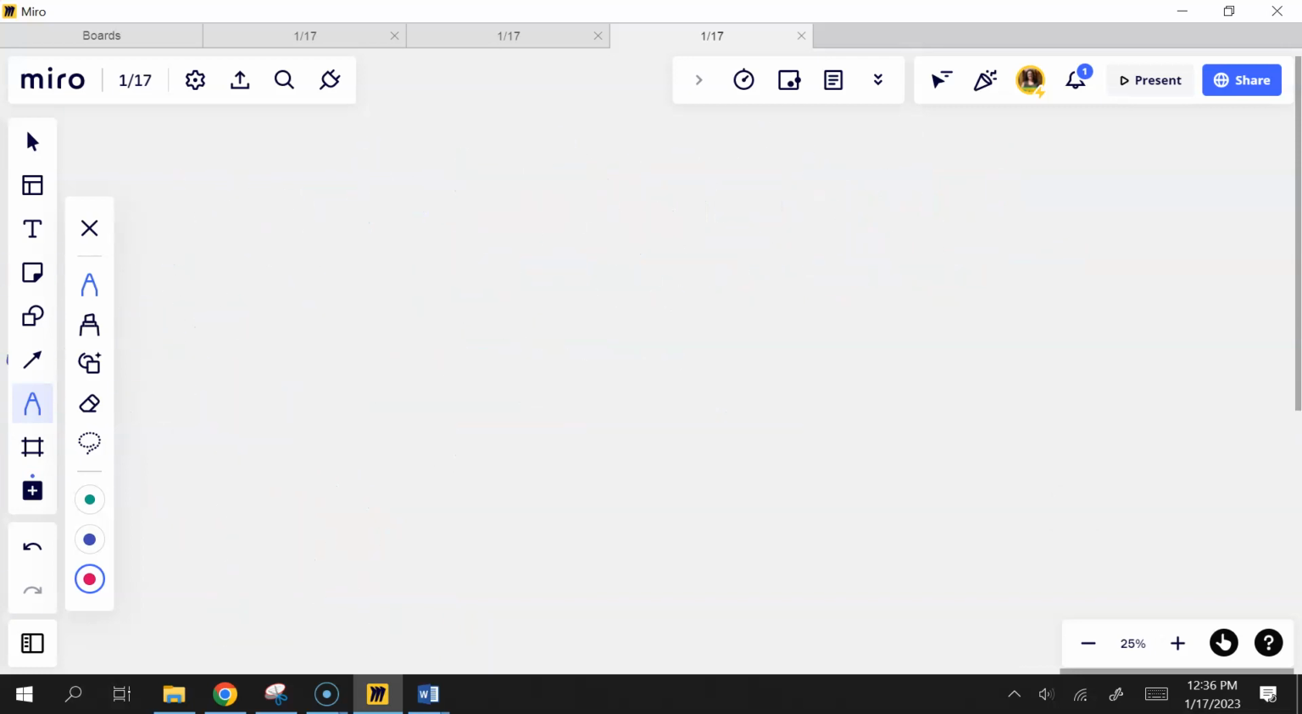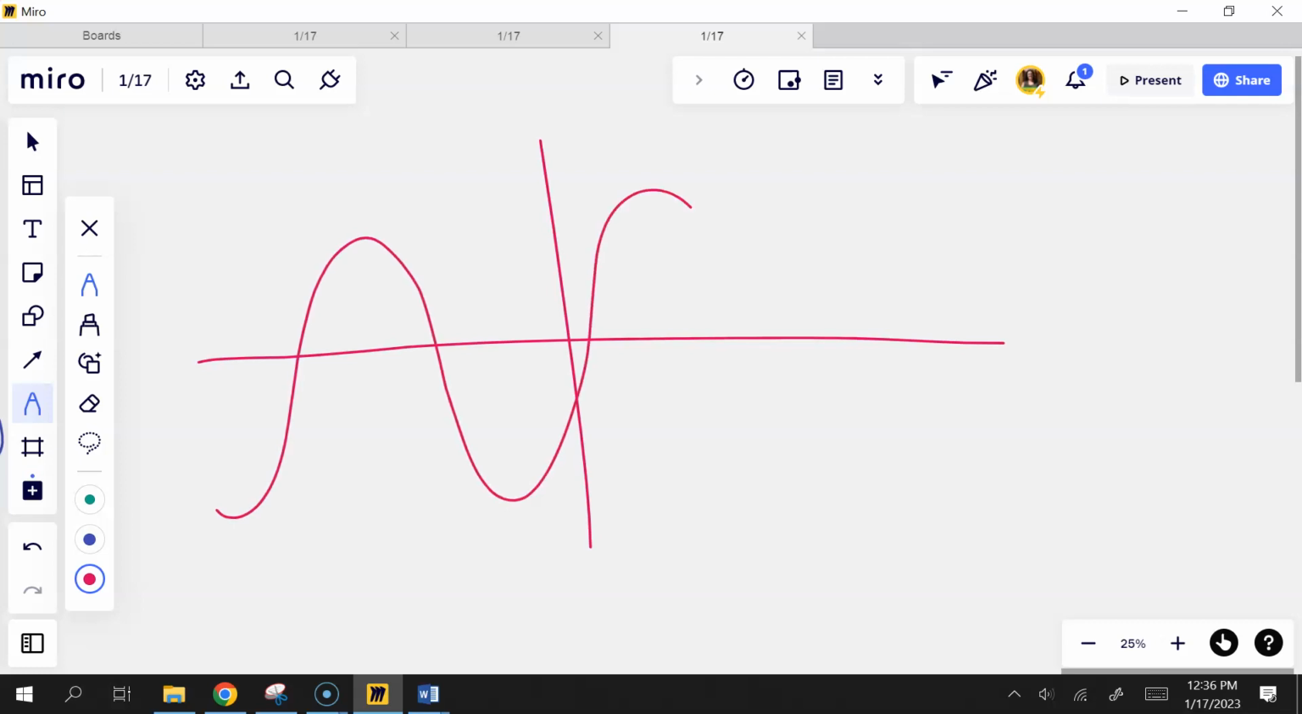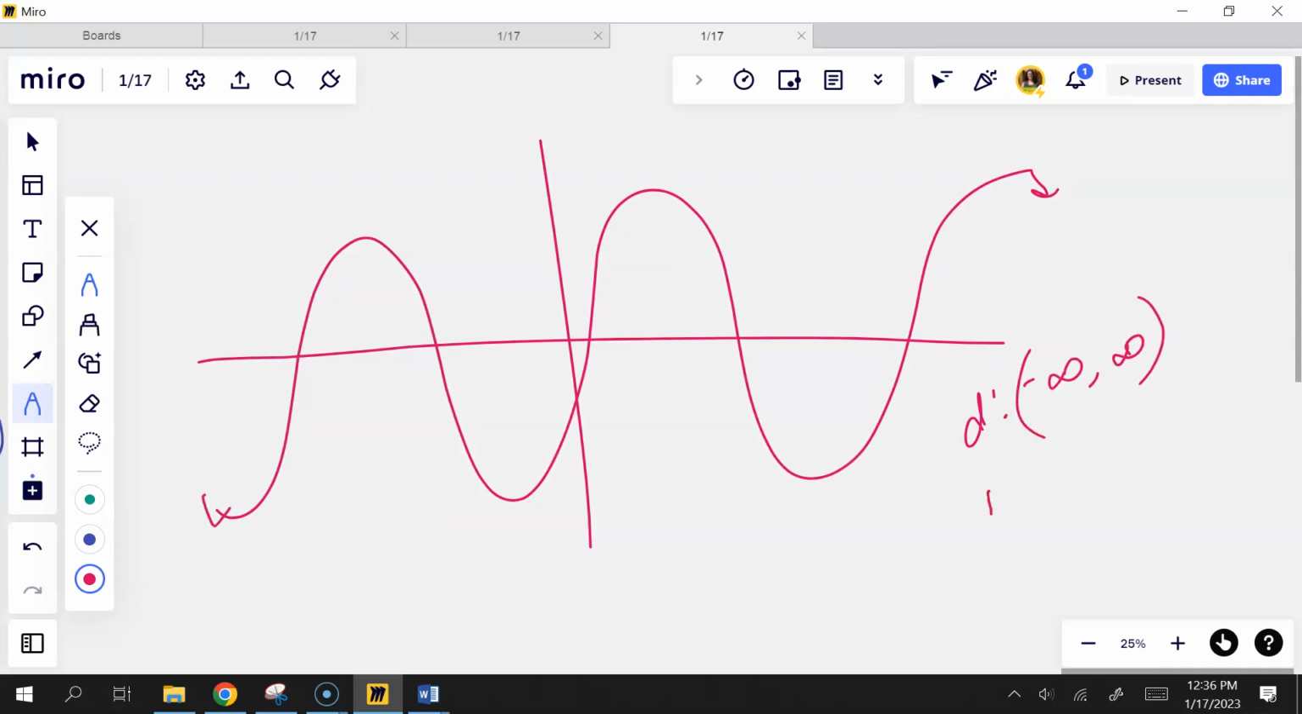How about 7? Good job. So I've got this funky wave. And we said domain negative infinity to infinity. What about the range? It absolutely is. Bracket or parenthesis, though? Bracket. Because it actually has a point there. There. Yeah. You try number 8.